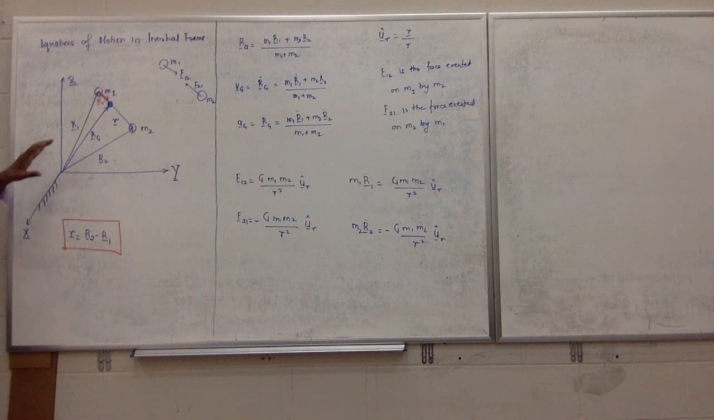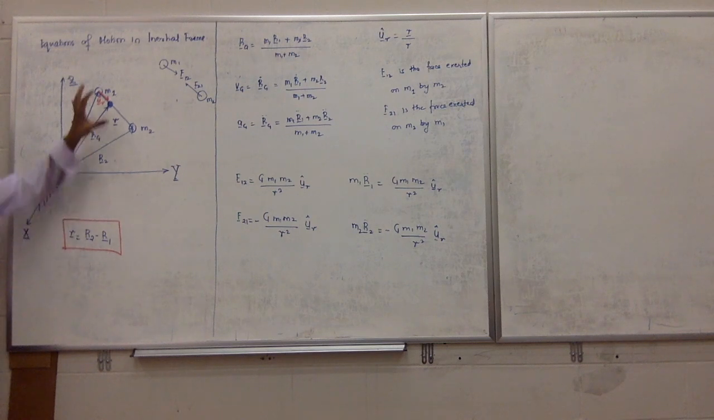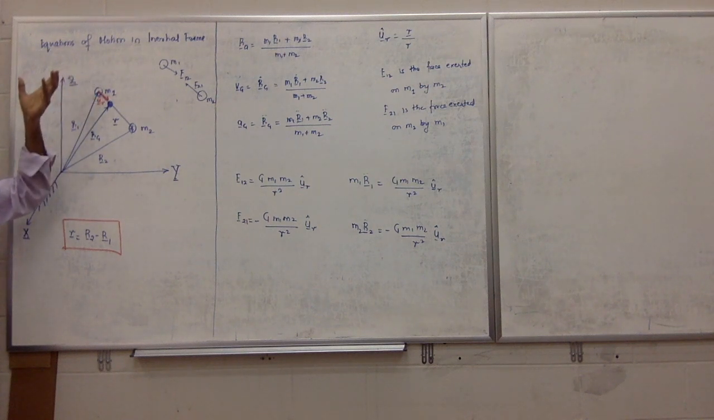Now what happens when M1 is really big compared to this? M2 would get closer to M1. RG will be essentially R1. Because this is so huge, it's pulling them too. The center of gravity is essentially the center of gravity of the big body. Make sense? Can you re-explain this?